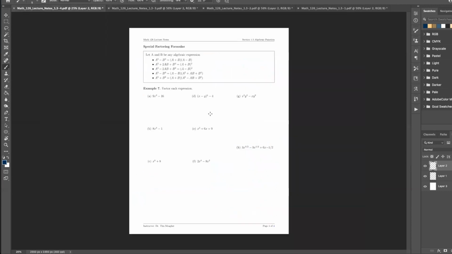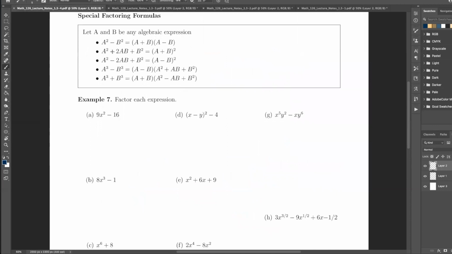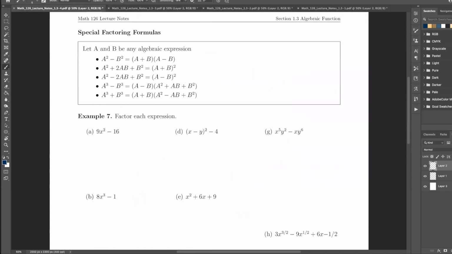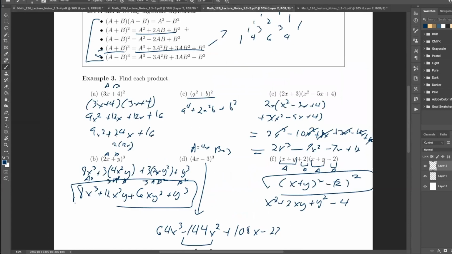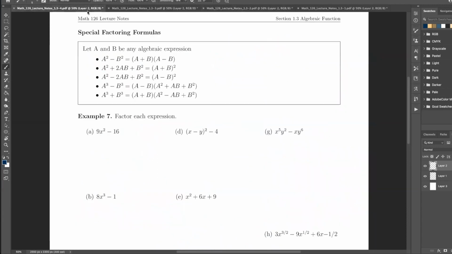All right, let's do the last page. All right. So let's go through this. So here, these are just the reverse of everything we see, right? So special factoring formulas. There is zero difference between this one and the expanding formulas. These are not the same. The only difference is which way you're going, right? So here, if I want to factor this, I'll go through this one.